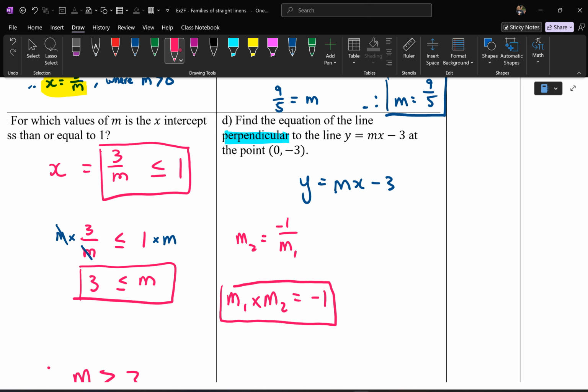So that's our last previous exercise, exercise 2E. If you haven't done that, make sure to do so. These are the properties that you must know from year 10 and year 9. So here, m1 times m2 has to equal negative 1. Unfortunately, this equation doesn't tell us what m is. It just tells us the gradient is m. So we call that m1 for now. So what would m2 be based on this theory?